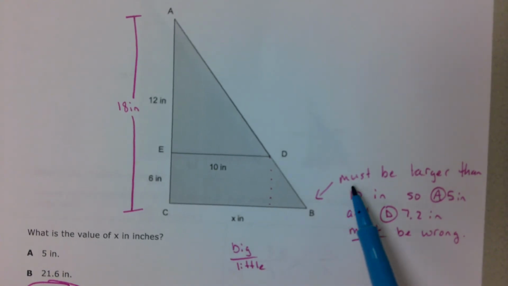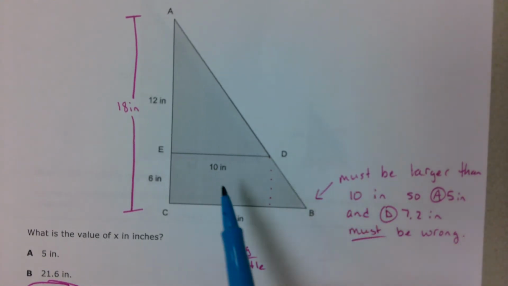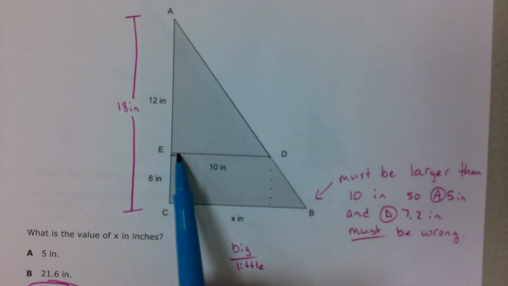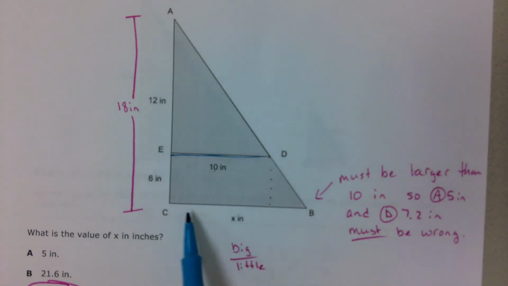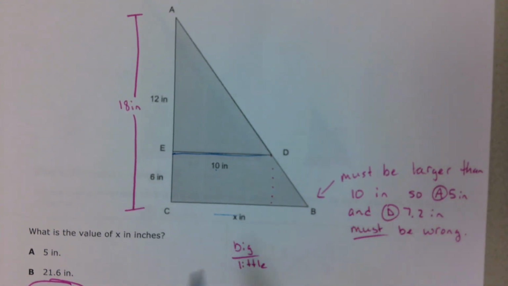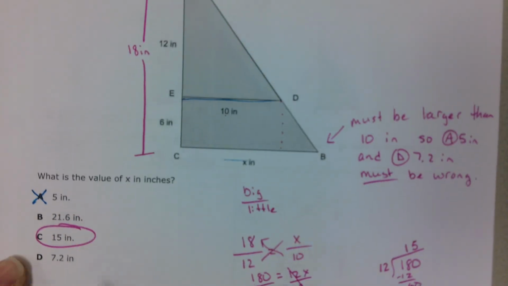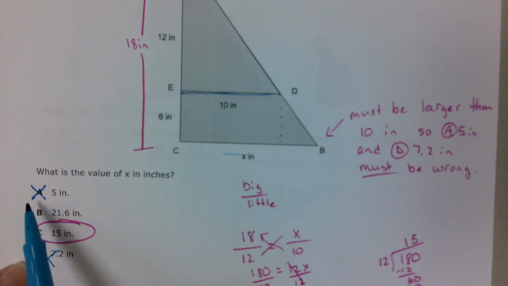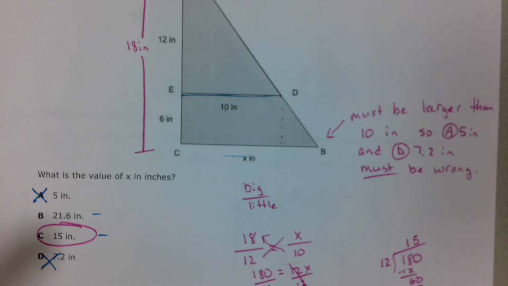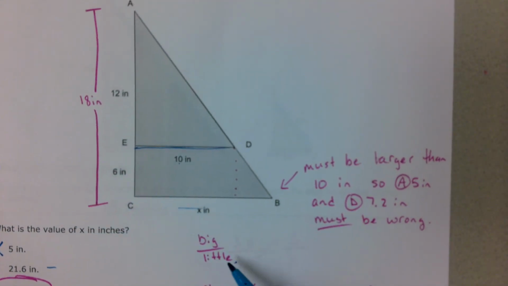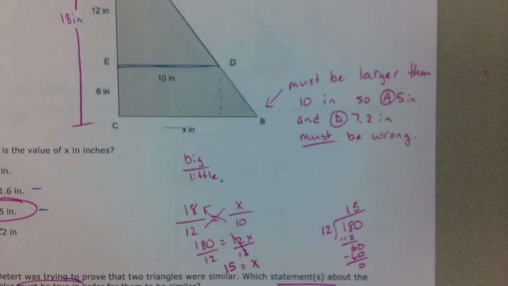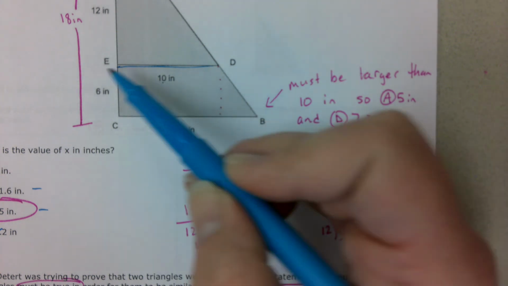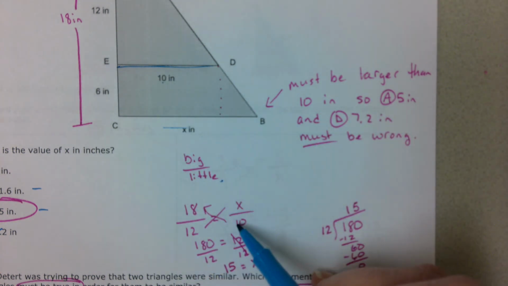So first thing I looked at was my known base is 10 inches and my larger triangle has a larger base. So my X needs to be larger than 10. So I was able to knock out 5 inches and 7.2 inches. Those could not work. And then I was left with just 2. I went with big over little. So when I set my proportion up, I went with 18 over 12. 18 over 12 is equal to x over 10, which is big over little, big over little.